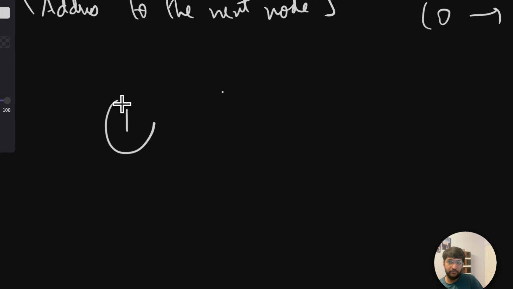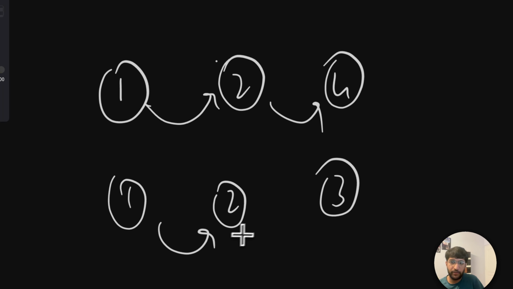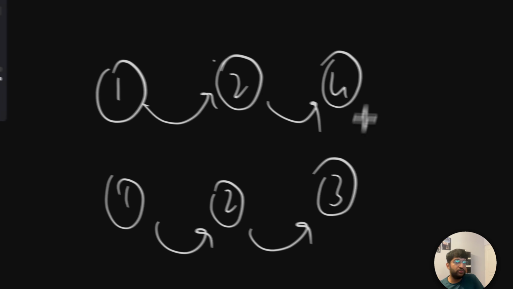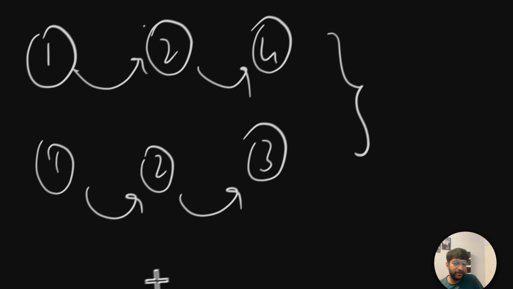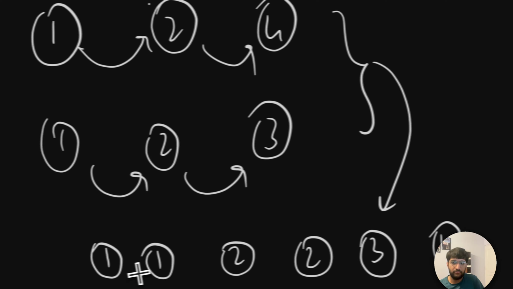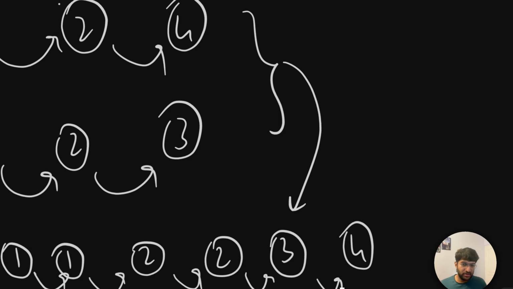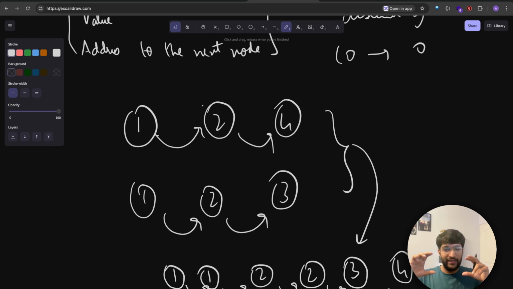We have 1, 2, 4 right here, and 1, 2, 3. Combining these two, what do we get? I'm just going to write down here: 1, 1, 2, 2, 3, 4, like this. Understand what I did? I combined the 2 inputs that they give, which are also sorted, and I created an output, which is also sorted. That's it, right?